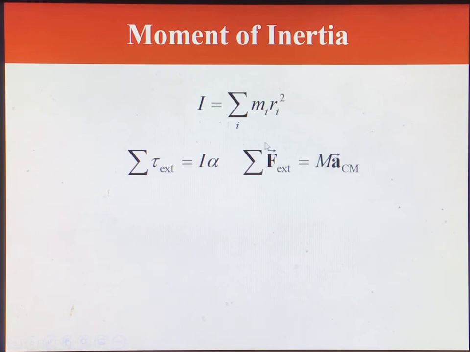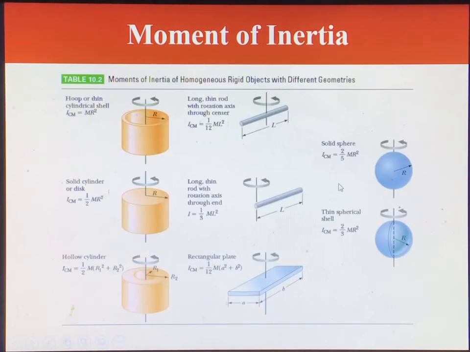If you remember, we said that for translational motion, we can write Newton's law in this form: the sum of the forces equals mass times acceleration. Now we're going to be talking about how to calculate this I value. I is called the moment of inertia. Most of the time, we're just going to look up this value from a table.